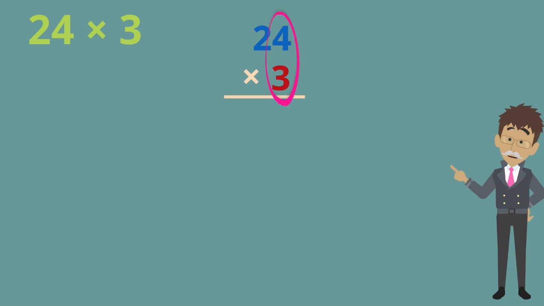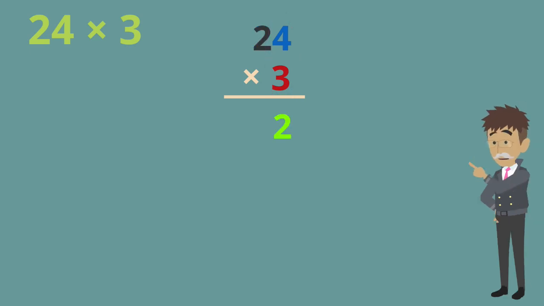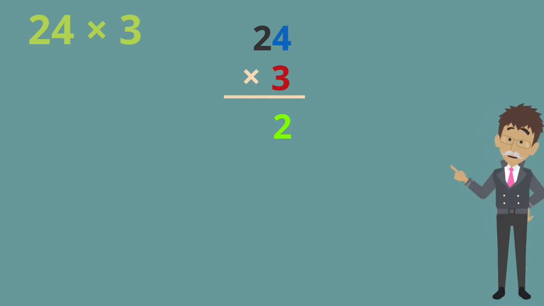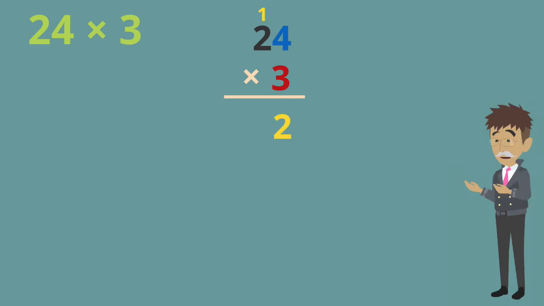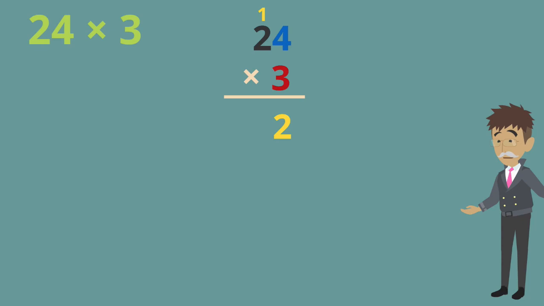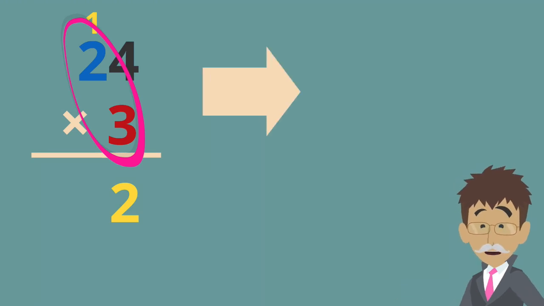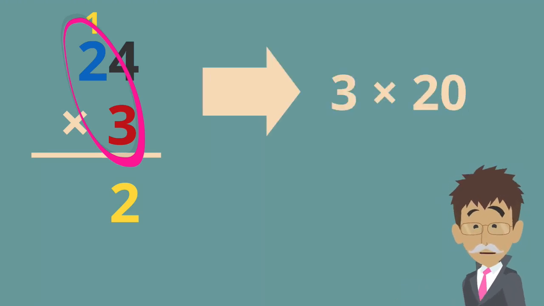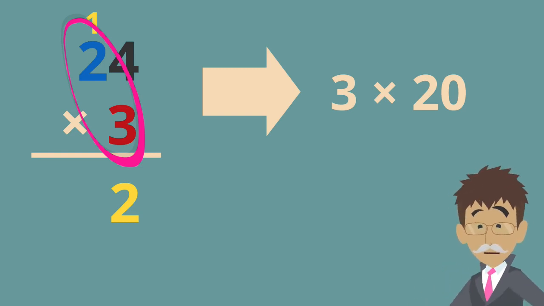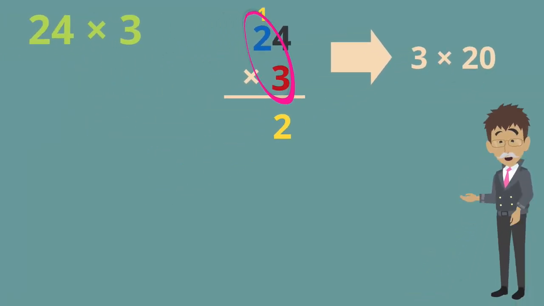3 times 4 is 12. We write the ones position of the answer in the ones position under the problem. However, our answer is a 2-digit number, so we carry the 1 to the tens position. We write the 12 like this. Now we multiply the 3 times the next digit, 2, to get 6. Before we write the answer down, note that we are really multiplying the 3 by 20 because the 2 is in the tens place. We can now write the 6 in the tens position.